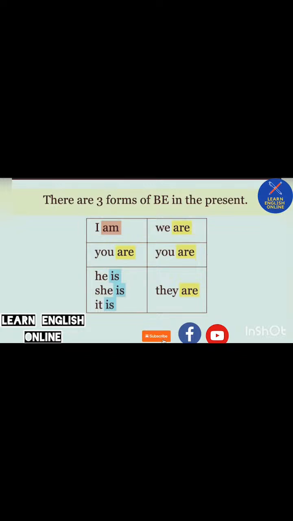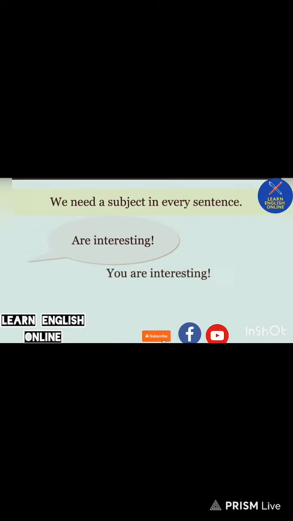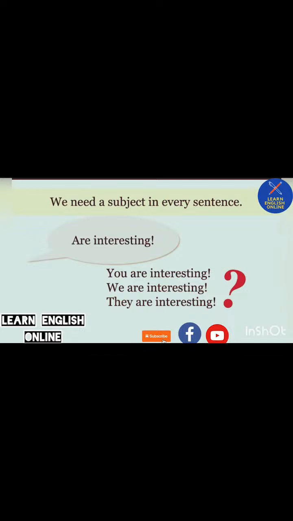Let's look at an example. In English, we need a subject in every sentence. In some languages, you can say, "are interesting," but in English, we don't know what you mean. You are interesting, we are interesting, they are interesting. Since there are only 3 forms of be, we need to include a subject in every sentence. Are interesting is incorrect. Languages are interesting.